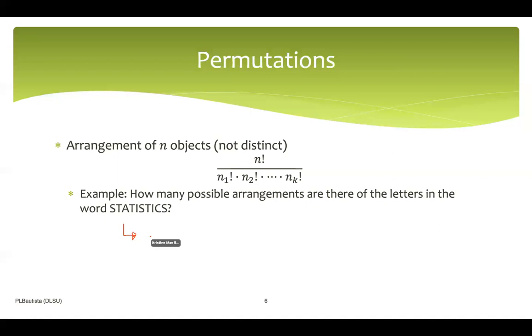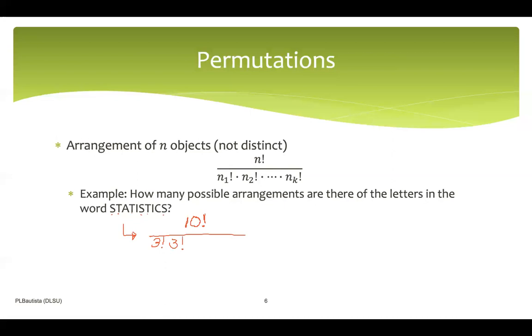So first note that we have 10 letters in the word statistics. So for our numerator, you will have n factorial, 10 factorial. And then in the denominator, we're going to divide by the number of objects which are not distinct. So for example, you have 3 S's, so you're going to divide by 3 factorial. For the letter T, you also have 3, so we again divide by 3 factorial.